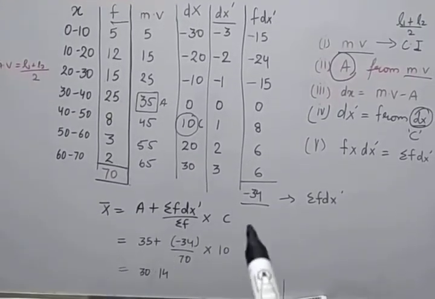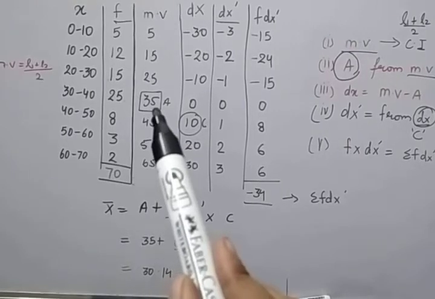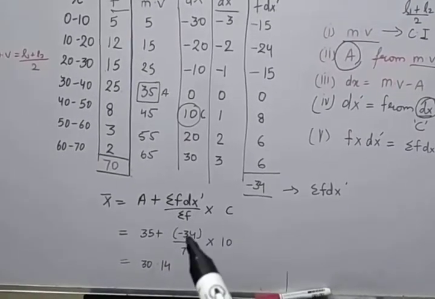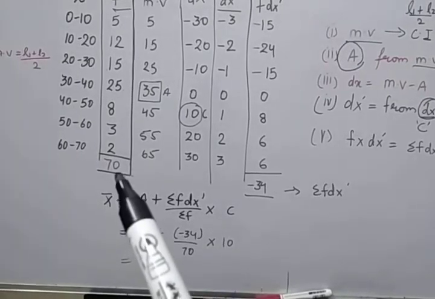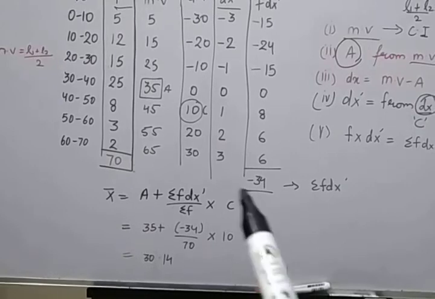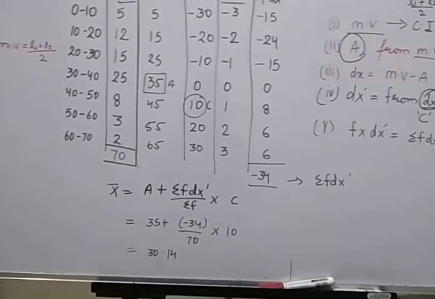Now we put the values in the formula. A, 35 we assumed, summation f dx dash minus 34, summation f 70, and the common factor is 10. So we put the values in this way, and by calculating we got the mean 30.14.